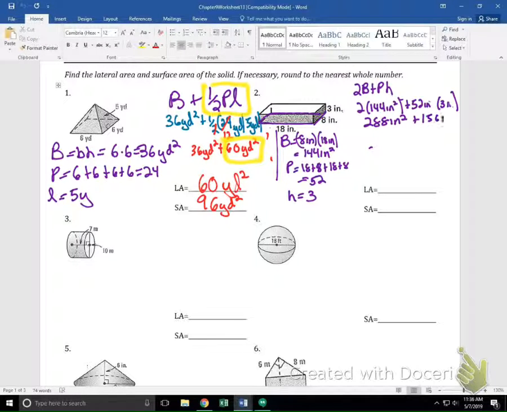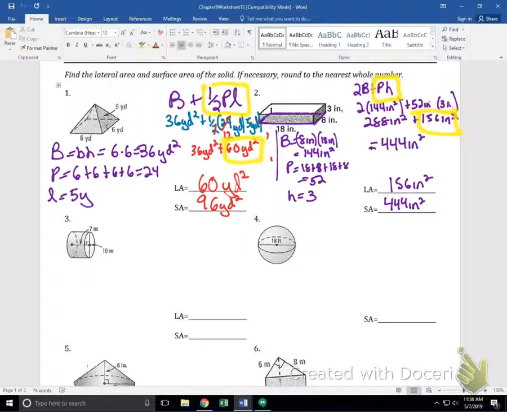156 inches squared. So now we have 288 inches squared plus 156 inches squared. You're going to add those two numbers together. 288 plus 156. 444 inches squared. So again, this is your total surface area. And then, Gabby, what is our lateral area? It's going to be that second half, which is 156 inches squared.